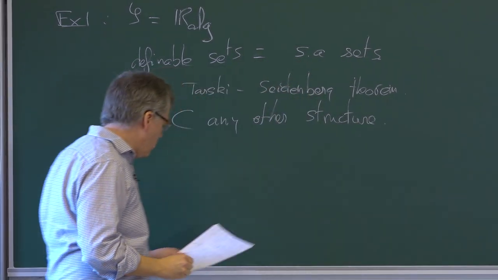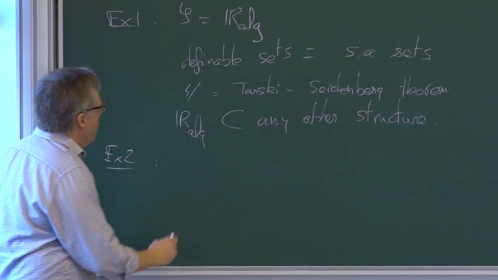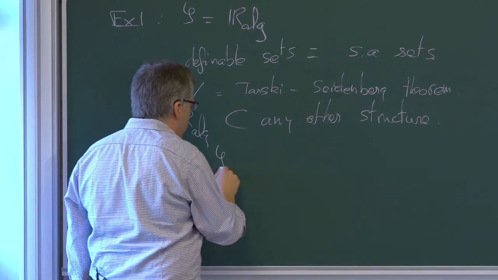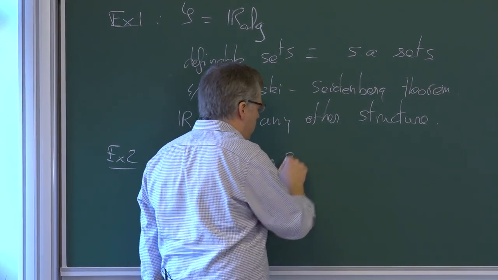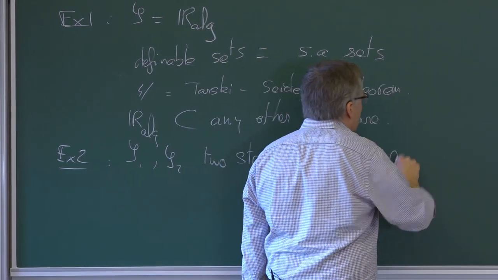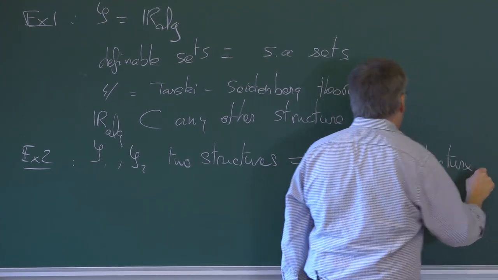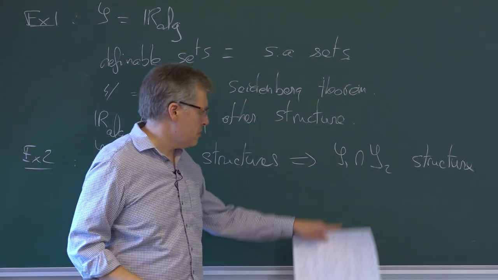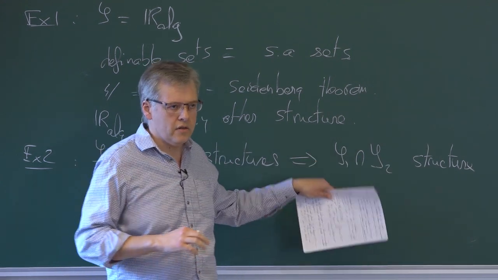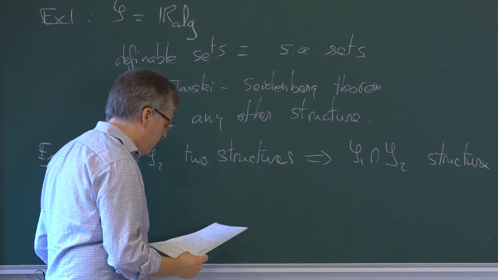Okay. The second remark is that if you have S1 and S2, two structures, then S1 intersected with S2 is also a structure. I hope the meaning is clear. This means that for each n, you take S1n intersected with S2n, and then it still satisfies this.